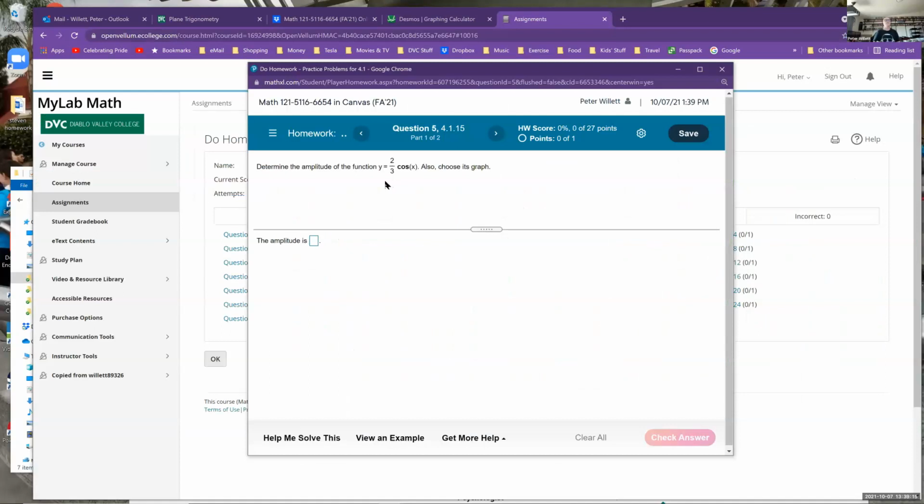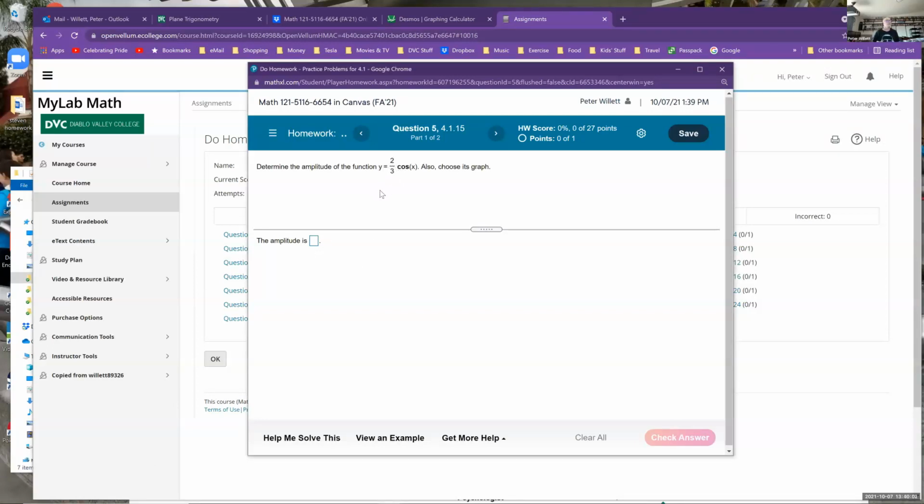So they're giving us a function, y equals 2/3 cosine x, and it says to determine the amplitude of the function and then also choose its graph. So I'm guessing after amplitude, it'll ask us to pick a graph. So what do you guys think? From our discussion, do you think you could figure out what the amplitude is in this case? Max is suggesting it's just the 2/3 that's sitting out front there.